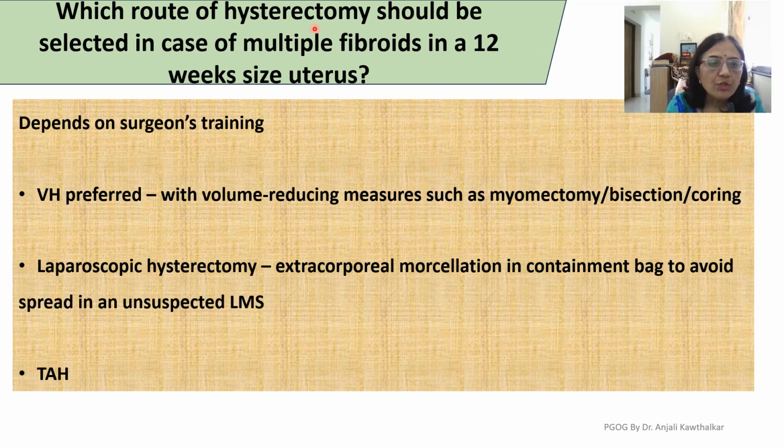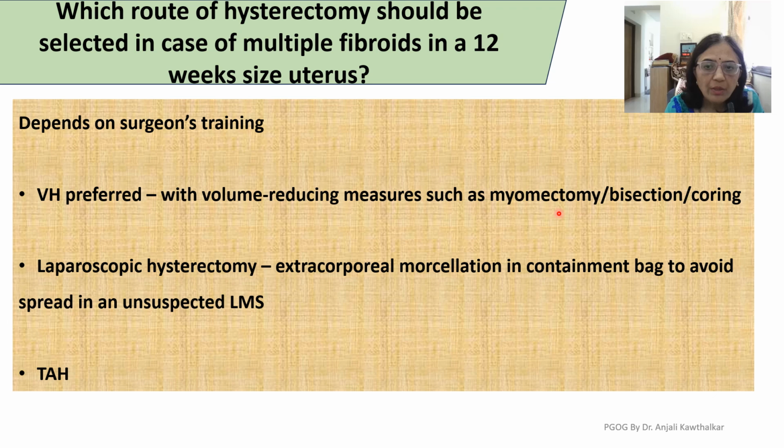Which route of hysterectomy would you select in a case of multiple fibroids with a size of uterus around 12 weeks? It depends on surgeon's training. Vaginal hysterectomy is preferred. It is the least invasive of all the types of hysterectomies, and we can do the volume reducing measures such as myomectomy, bisection, or coring, which I have explained in the video of vaginal hysterectomy available on PGOG. So three videos I think you should be visiting here to understand better this topic of leiomyoma.